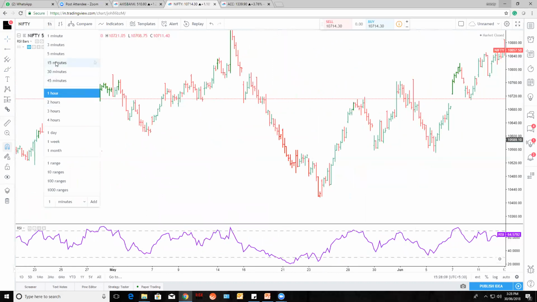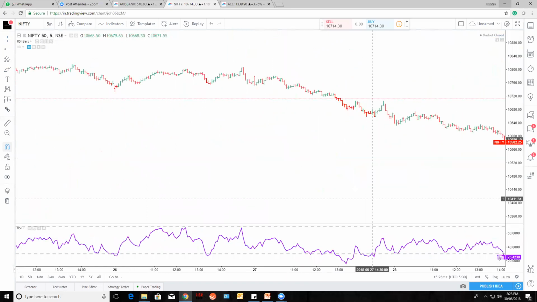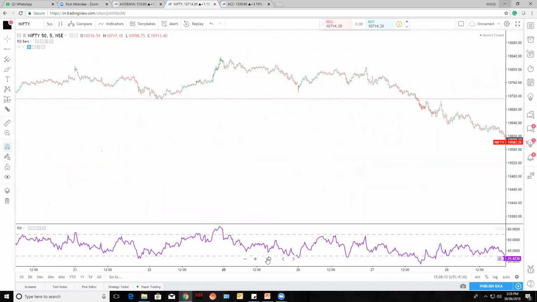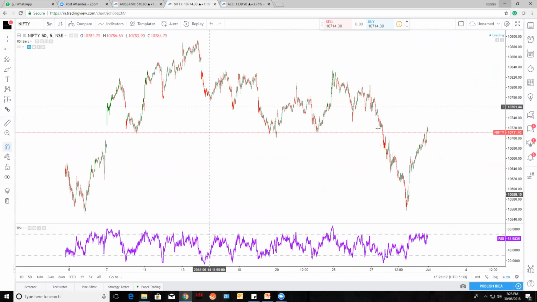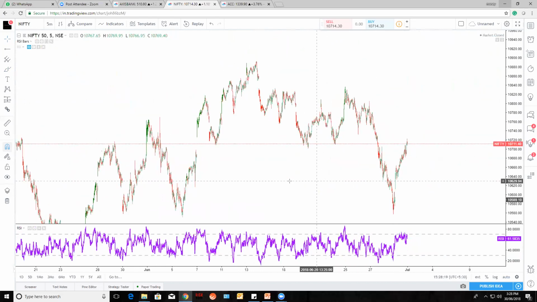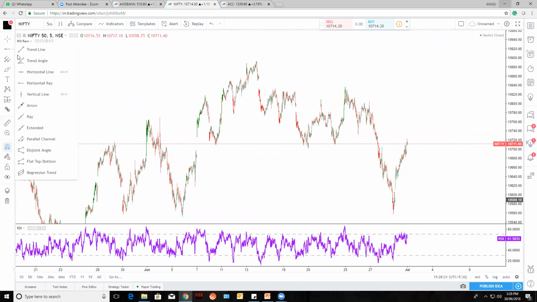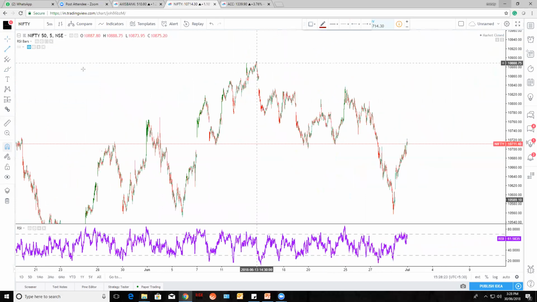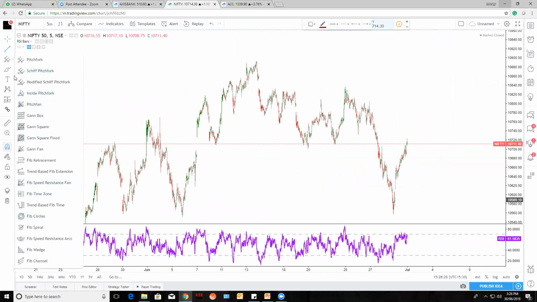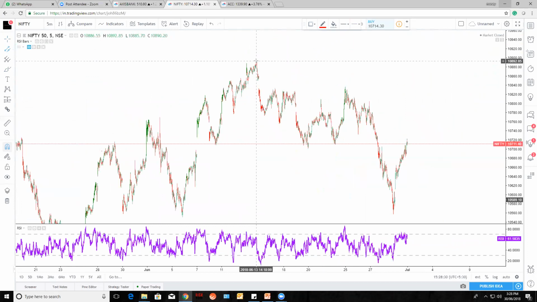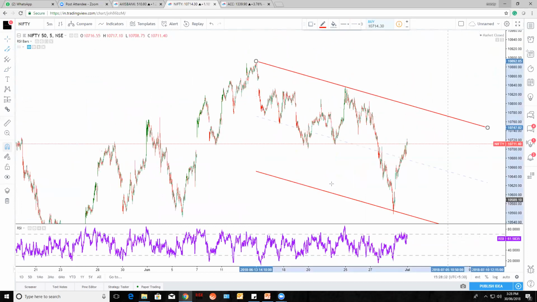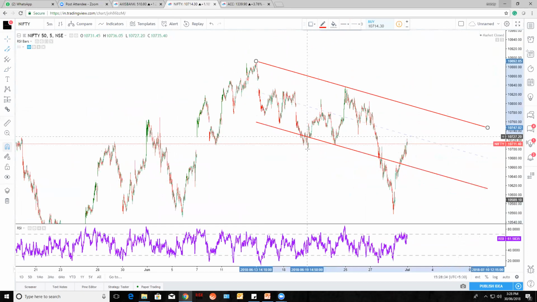Okay, let's say I'm using a 5 minute chart. Let's go for 5 minutes. Let's say this is a day. Okay, this is a 2 high we got here. Channel, I'm selecting it. This is a 1 high point and this is a second high point, and this is a low point, right?